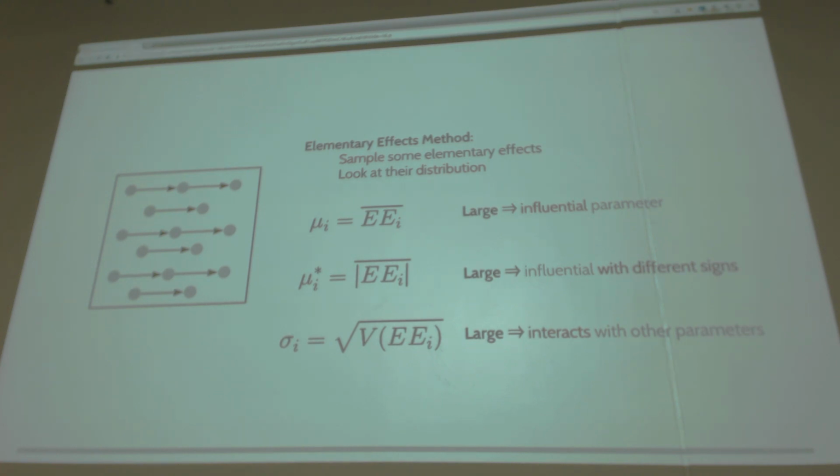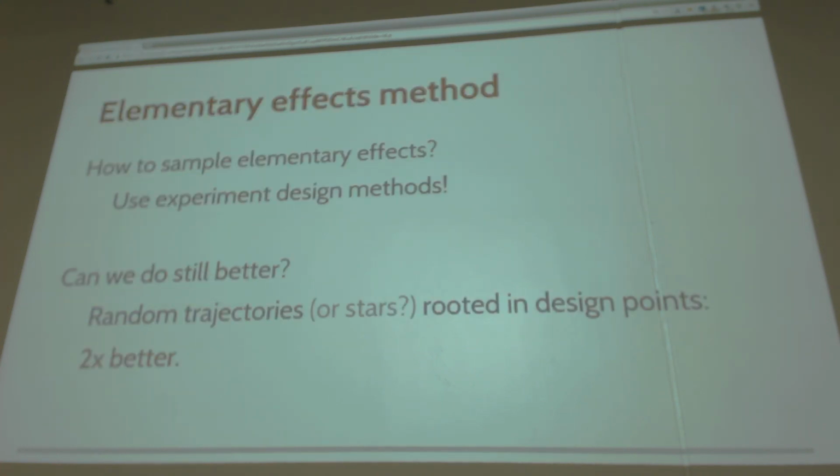So now how exactly do we choose these elementary effects? How do we choose where to sample these pairs of neighboring points? We can use one of the methods that we talked about. For example, we can plant these pairs of points in points of a Latin square or orthogonal array.